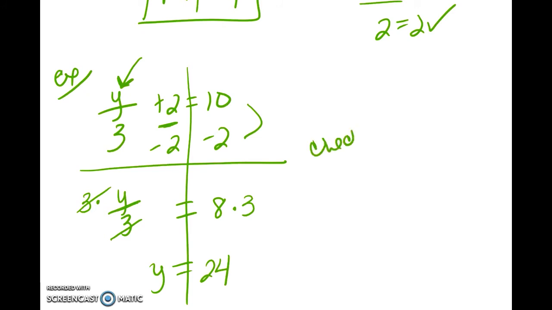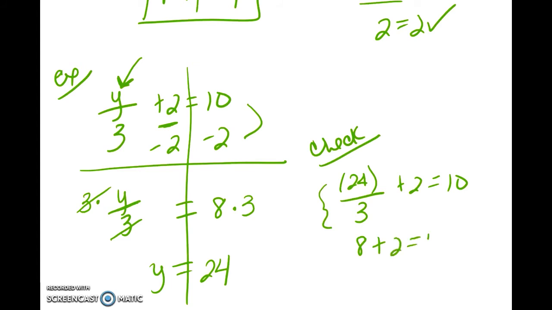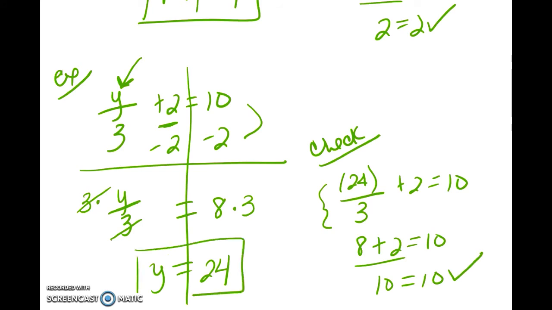All right, let's take a minute and check it. I'm going to substitute 24 in for y. And then I'm going to do this division. 24 divided by 3 is 8. And then I'm going to add. And 10 equals 10. So guess what? Y equals 24.